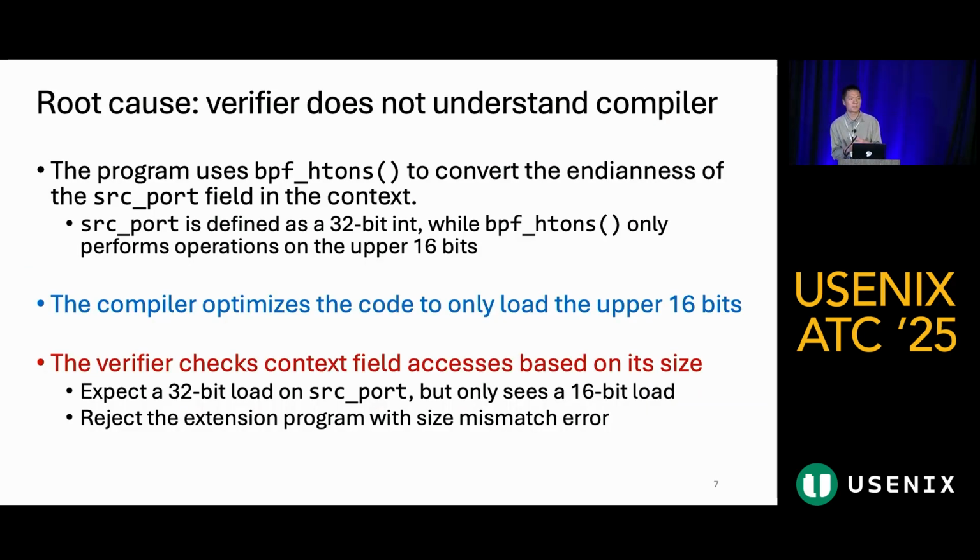It turns out that in this particular case, the verifier just does not understand the compiler. Here, the program uses bpf_htons to convert the endianness of the source port field of the context. The source port is defined as a 32-bit int, while bpf_htons only operates on the upper 16 bits. So when the compiler sees it, it will just optimize the code to only load the upper 16 bits, which is reasonable. But the verifier checks this context field access based on its size. So it's expecting a 32-bit load, but it only sees a 16-bit load. As a result, it will reject this program because of the size mismatch error.